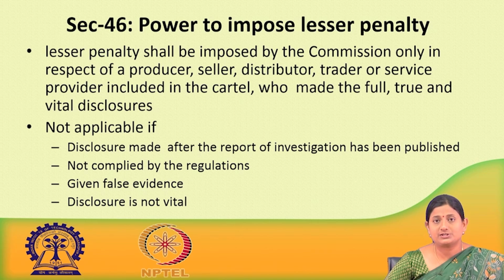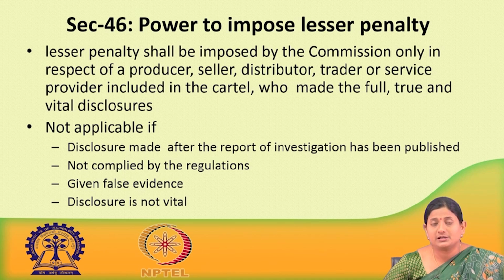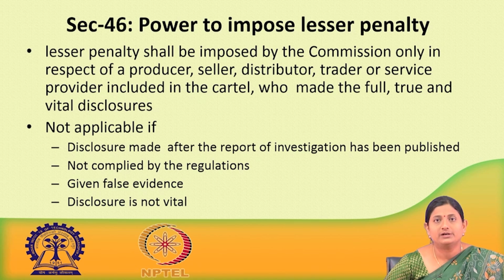And Section 46 particularly gives the power to impose the lesser penalty. The lesser penalty shall be imposed by the Commission only in respect of a producer, seller, distributor, trader or service provider included in the cartel who has made the full, true and vital disclosure. So, these three are very important. The disclosure should be complete, true and vital. Non-relevant information cannot be considered vital information, and for that reason a company or whistleblower cannot be provided the immunity.